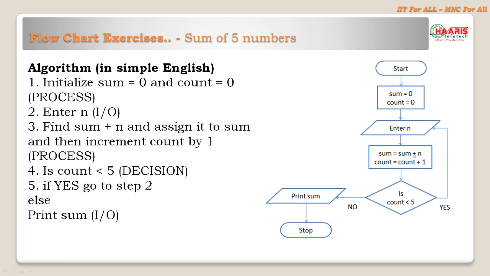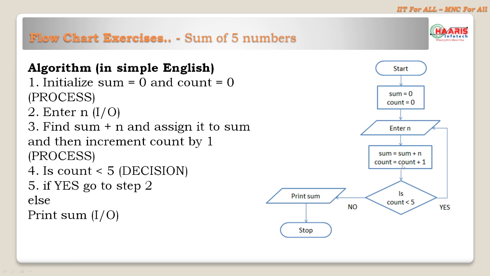Let's say if n is 5, this sum will become 5. Correct or not? n is a number, plus 0, which will become the number, right? If the number n is 5, then sum will become 5. Now I am increasing the count from 0, it becomes 1. I am checking whether the count is lesser than 5. If yes, again I enter the next number. So again he enters 5. So it will go sum plus n, 5 plus 5 equal to 10.